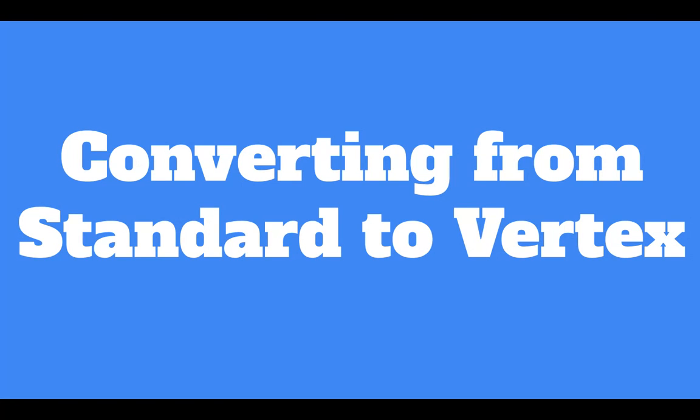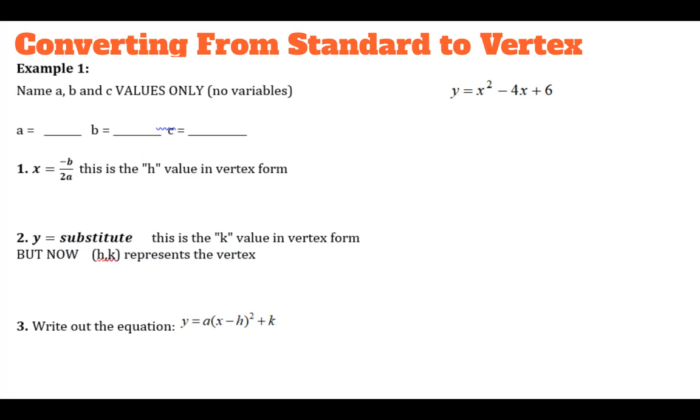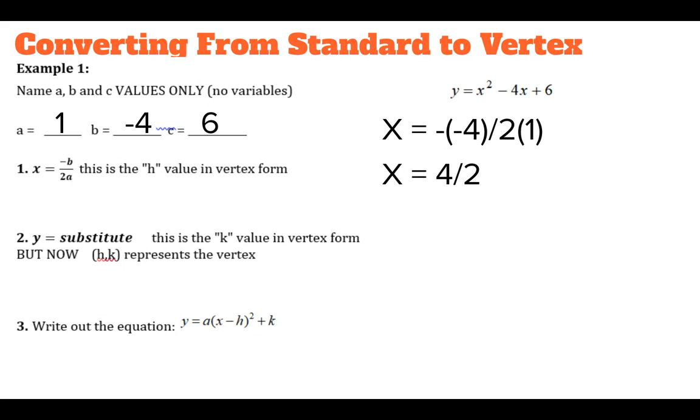So, converting from standard to vertex, here are some examples. Find your a, b, and c. Now, do the opposite of b over 2a. So the opposite of negative 4 is going to be 4 over 2 times 1. So it becomes 4 over 2, x is 2.